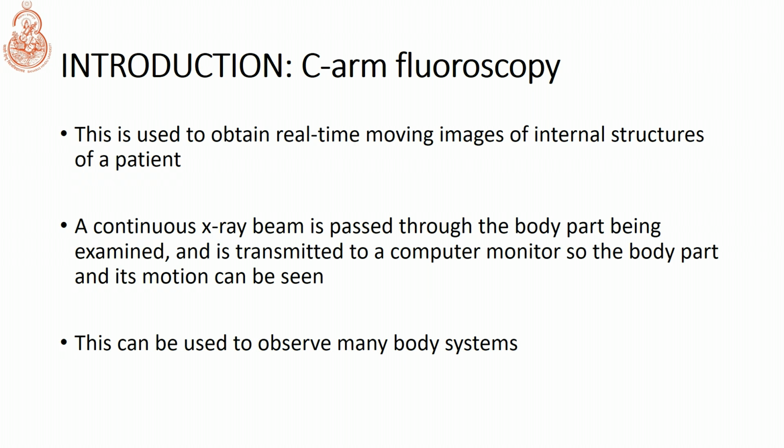The C-arm fluoroscopy is used to obtain real-time moving images of internal structures of a patient. A continuous X-ray beam is passed through the body part being examined and is transmitted to a computer monitor, so the body part and its motion can be seen. And this can be used to observe many body systems.